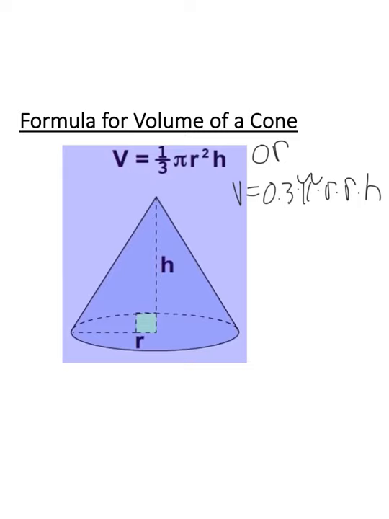Here's the formula we're going to use for volume of a cone. It is volume equals 1/3 times pi r squared times h. So I also use volume equals 0.3 times pi times r times r times h. I would write this down as well.